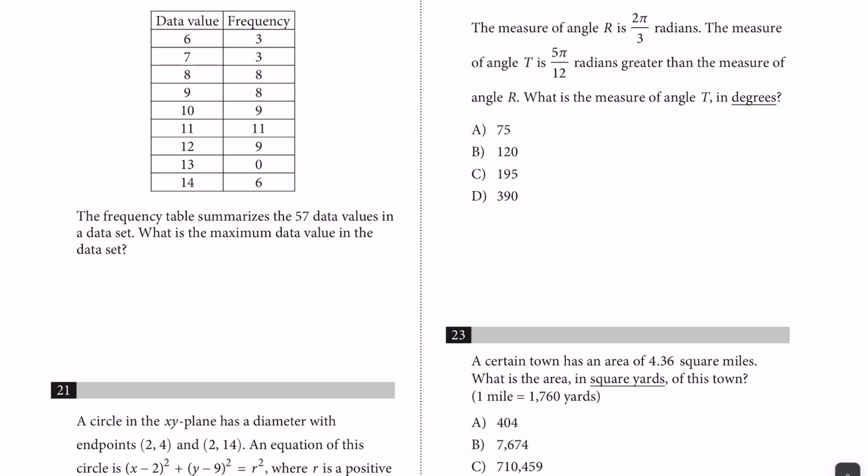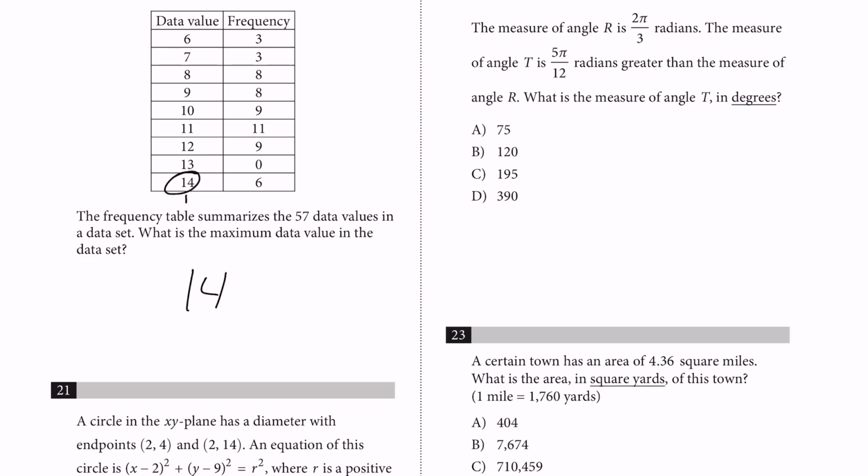All right, so moving on to question 20. The frequency table summarizes the 57 data values in the data set. What is the maximum data value in the data set? So we see all the data values. It's just the maximum, so the highest value, and we can see that's 14, right? Because it needs to be in the data set, so it has to have a frequency of greater than 0. And the highest number in the data values that has a frequency of greater than 0 is 14. So 14 is our answer.